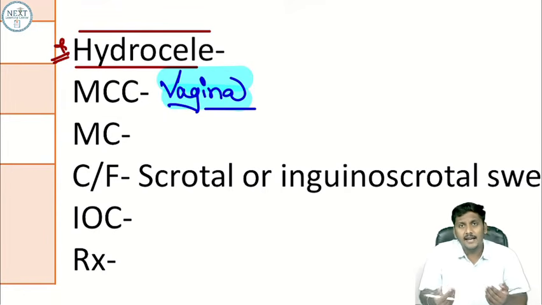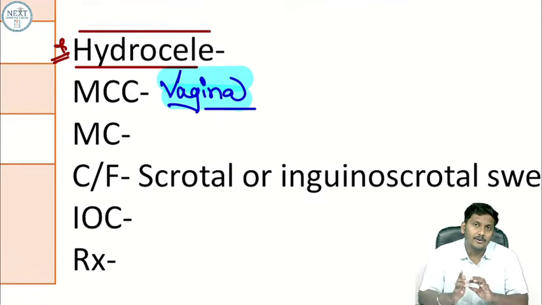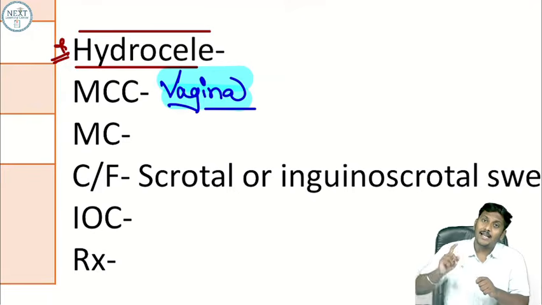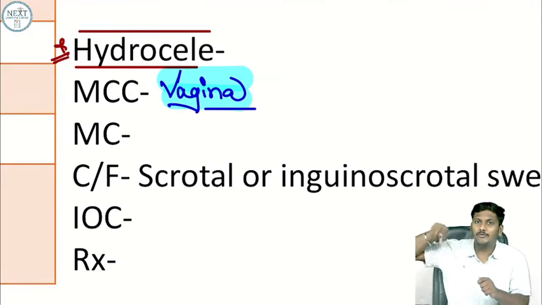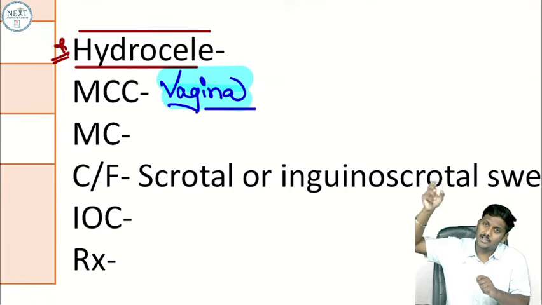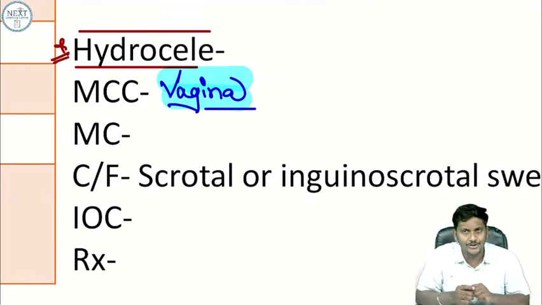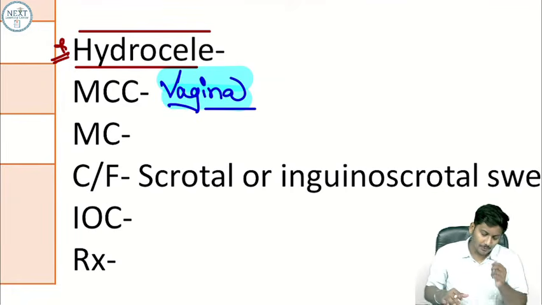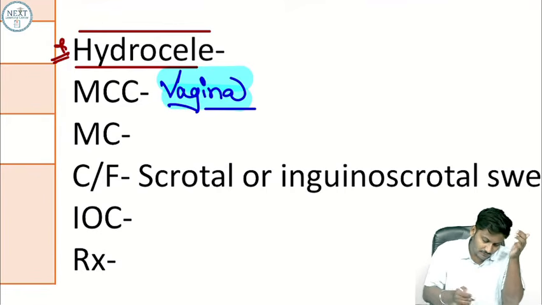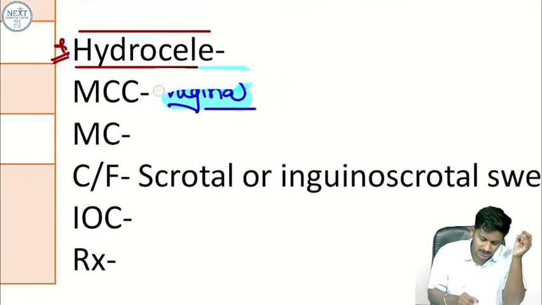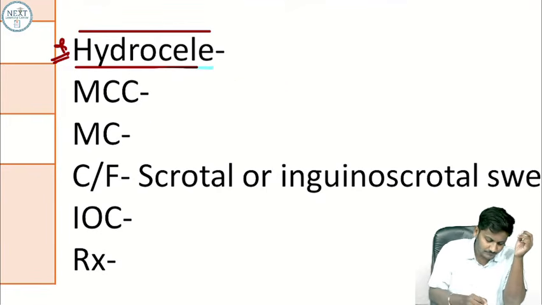In infantile hydrocele, there is collection of fluid in the inguinoscrotal region. Whenever there is collection of fluid in the inguinoscrotal region, then that is infantile hydrocele. And when there is a connection directly with the abdomen, meaning not only fluid collection in the scrotum and inguinal region, but even a connection with the abdomen, beta, that is a congenital hydrocele. Clear? Most common type is vaginal hydrocele.